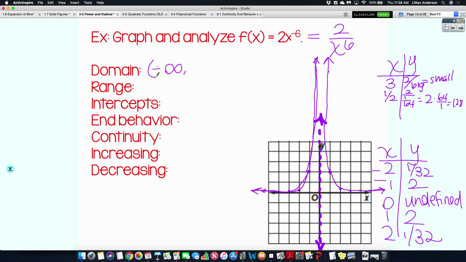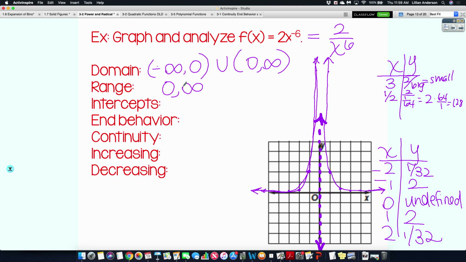Negative infinity to what? Negative infinity to 0, but the 0 has a parenthesis, because this graph is not defined at 0. So it can't be a part of my domain. And I connect them with a union. What's the lowest this graph goes? 0. What's the highest it goes?